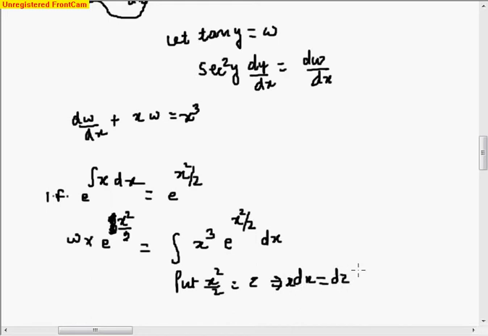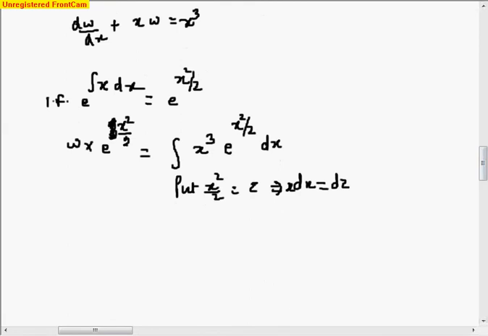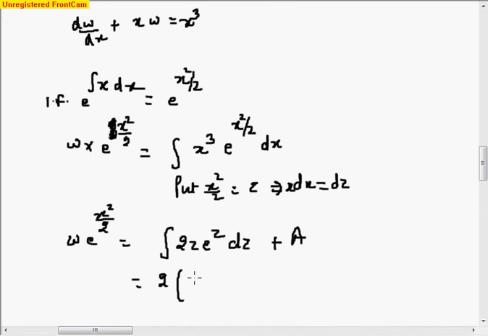So on your right hand side, you'll get w times e raised to power x square by 2 is equal to, one x will be utilized for this thing, x dx will be dz, and x square you will put 2z, e raised to power z dz, plus some constant of integration obviously. What is the integration of z e raised to power z? It is z e raised to power z minus e raised to power z. This is integration by parts.